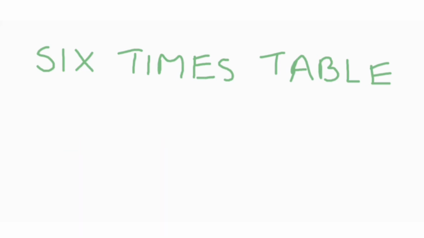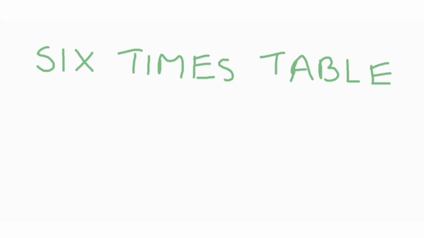Now, what is the best method? What is the best way of becoming fast in 6 times multiplication? The best way of becoming fast with the 6 times table is for you to simply memorize it. At the beginning, it may be difficult, but if you do it over a week and you are consistent in it, definitely you will find it very interesting and easy.